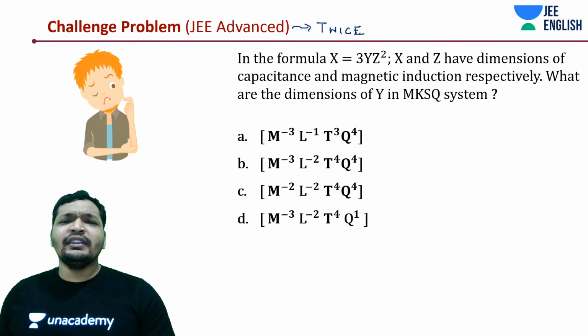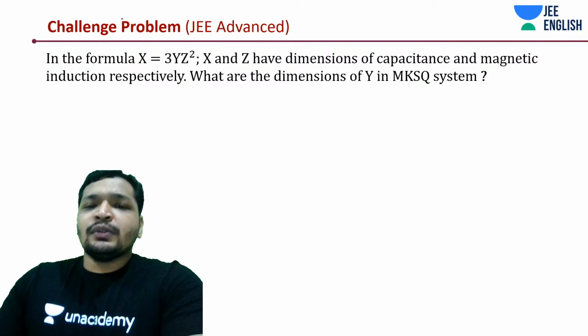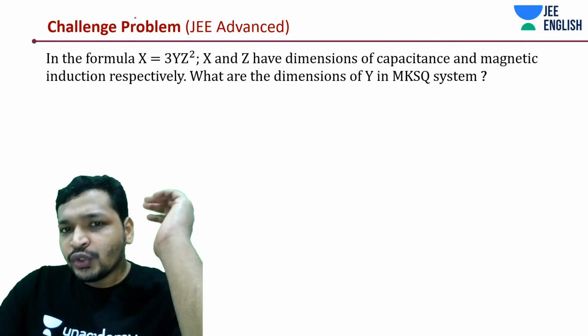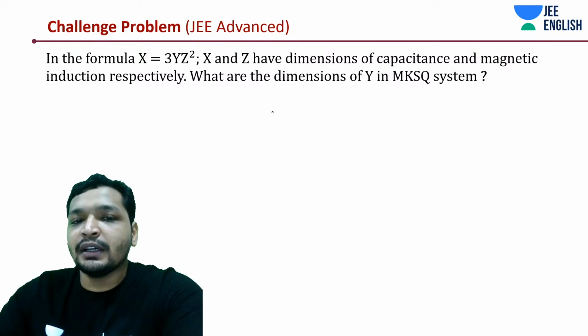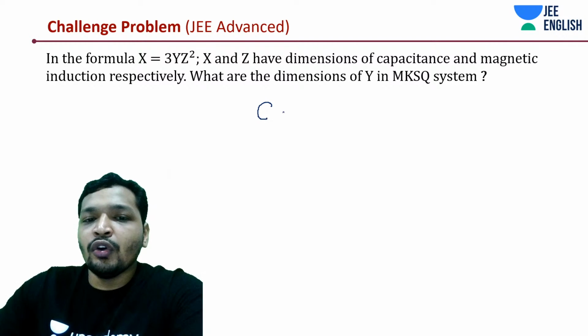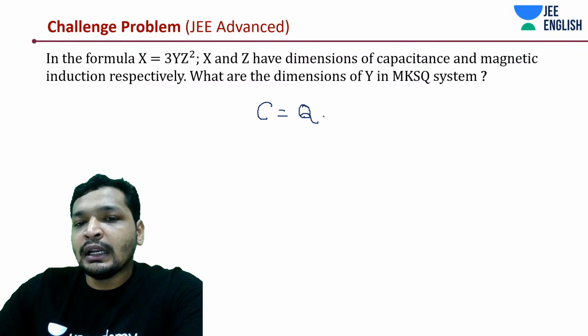Meanwhile, I'll get started on it. It's an easy one. So you have two things. One is capacitance. So let me tell you the easiest way to calculate the dimension formula of capacitance. If you remember it, good. If not, you go Q is equal to CV. Then C is equal to Q by V.